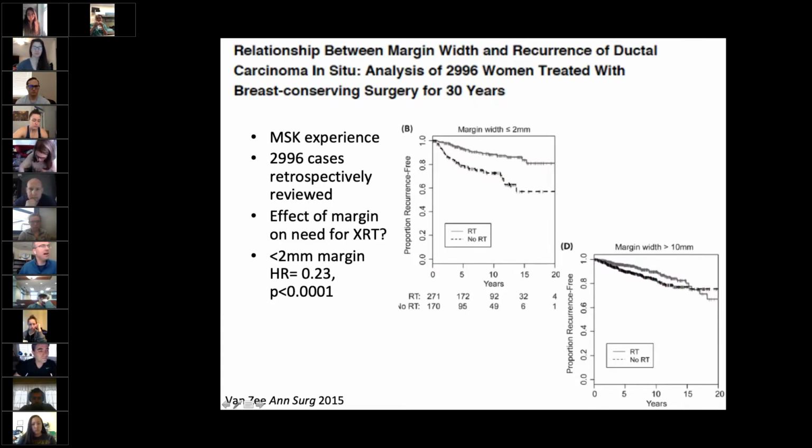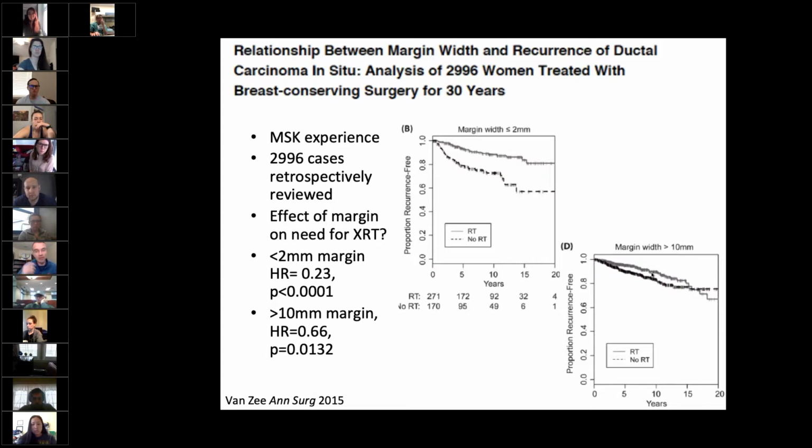What the question this asks is, does radiation matter if you get a small margin or a big margin? If you get a small margin less than or equal to 2 millimeters, radiation mattered a lot. If you get a big margin, so you get a 1 centimeter margin around that DCIS, radiation still matters. The p-value is still significant, but the relative risk reduction is more like 30% than 50%, and you can see the curves are pretty darn close together. So the wider margin you get, the less radiation matters.